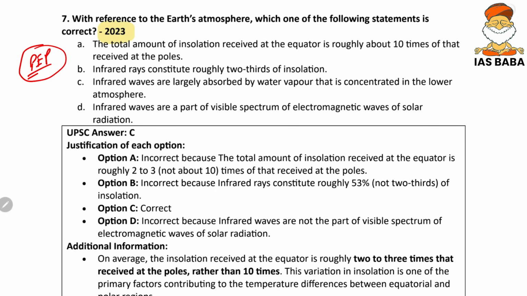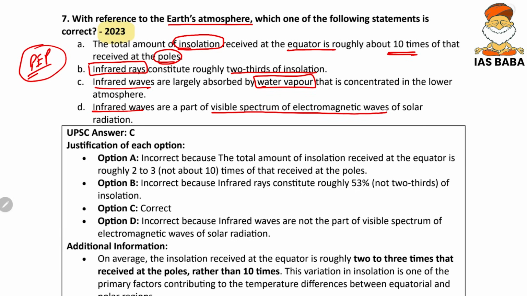Like this question: with reference to the earth's atmosphere, which one of the following statements is correct? Here it is talking about the insolation at the equator and insolation at the poles, so they are asking a comparison. Then they have talked about infrared and the proportion of infrared in insolation, infrared being absorbed by water vapor, and infrared being part of the visible spectrum of electromagnetic waves. So on infrared itself, they had asked about its proportion in insolation, its absorption by water vapor, and its being part of the electromagnetic waves.